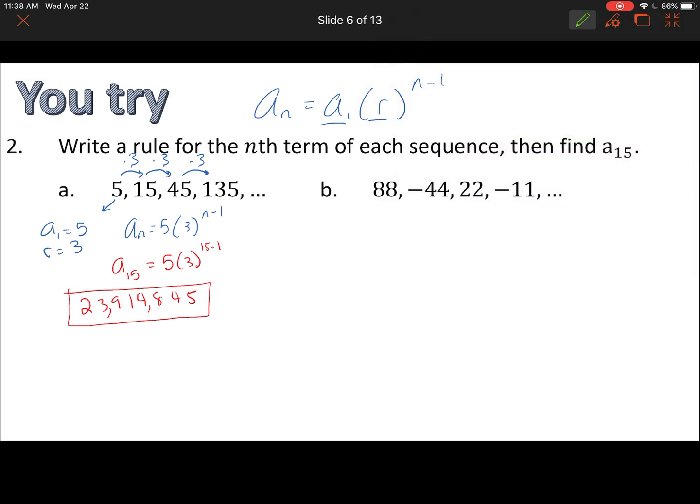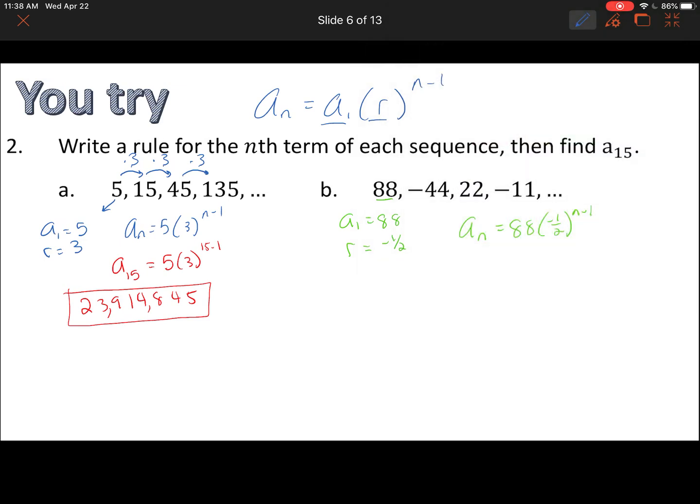All right, let's do the same thing for the next one. So my first term, again, is this one, so 88. And my common ratio looks like I keep multiplying by negative 1/2. So that means my formula would be a sub n equals 88 times negative 1/2 raised to the n minus 1.